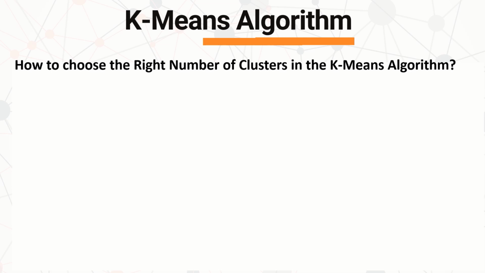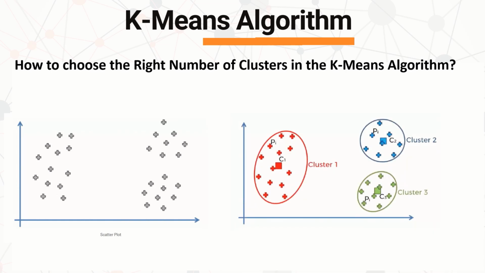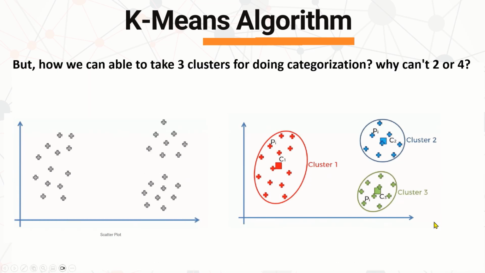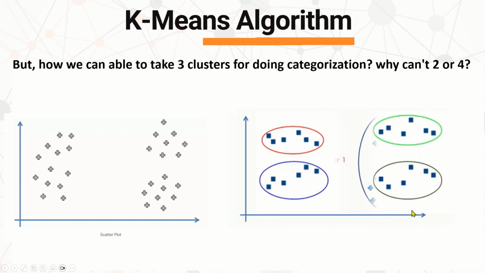Let's take a look at this scatter plot. After applying the k-means algorithm, the result looks like this. Well, the question is, why are there just 3 clusters? Why can't it be 2 or even more, like 4? Do you want to know the answer? Stay tuned.